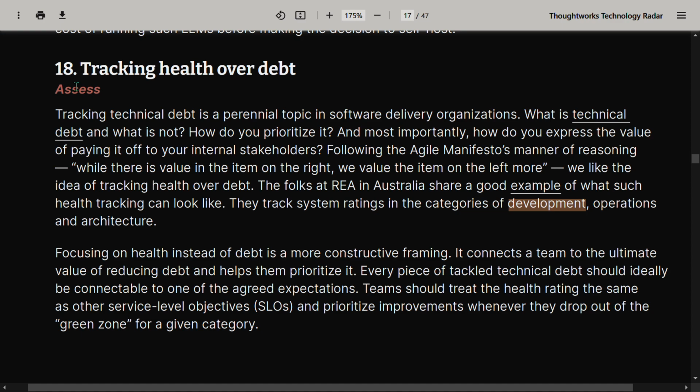And that's it. Item number 18, tracking health over debt. Assess, see if it suits you.